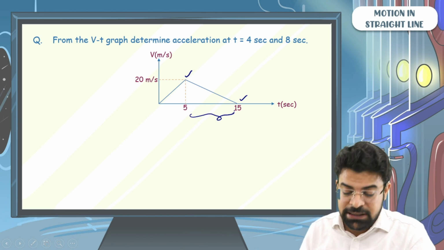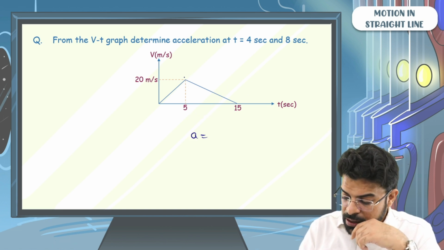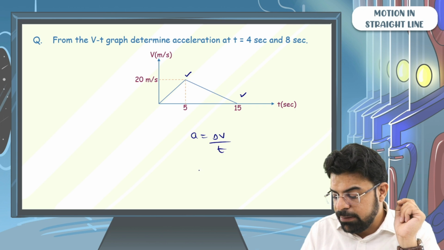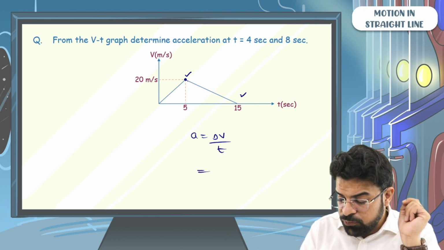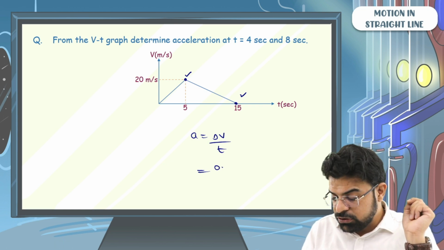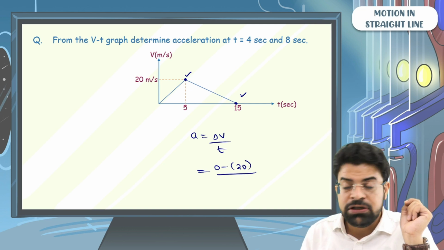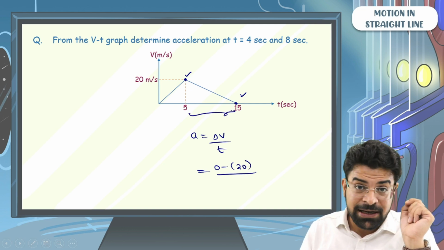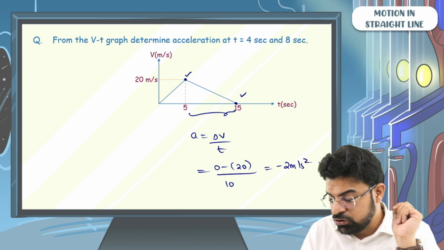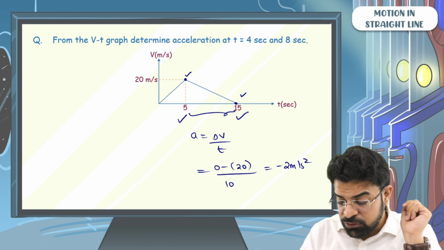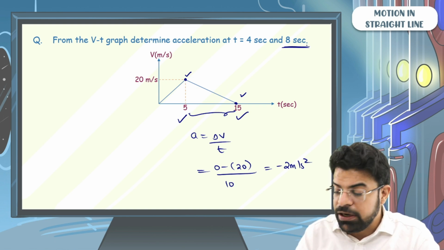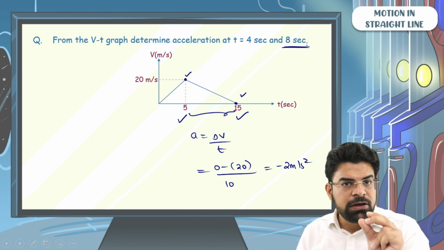So how much is the acceleration? You can say the acceleration in the time range from 5 to 15 again has to be change in velocity upon time taken. At time equals 5, velocity is 20. At time equals 15, velocity is 0. So the change in velocity is final minus initial upon the time taken. From 5 second to 15 second, the time frame is 10 second. So the acceleration comes out to be minus 2 meter per second square. So from time equals 5 till time equals 15, acceleration is constant, equal to minus 2 meter per second square. So even at time equals 8 second, the acceleration is minus 2 meter per second square.